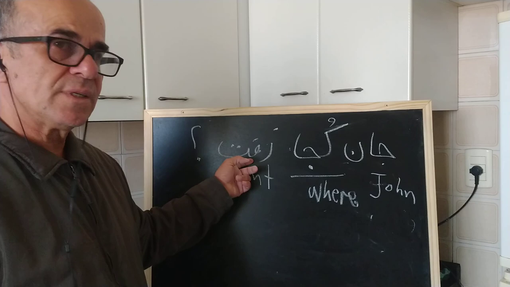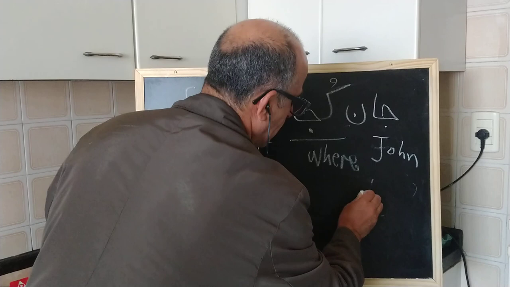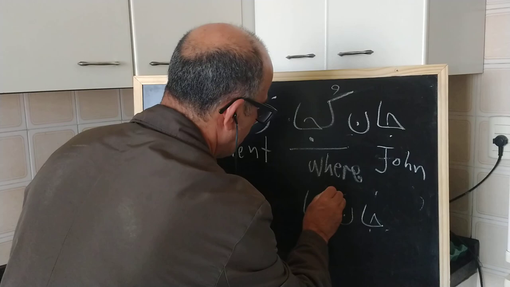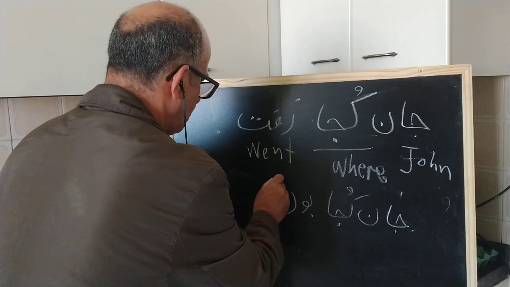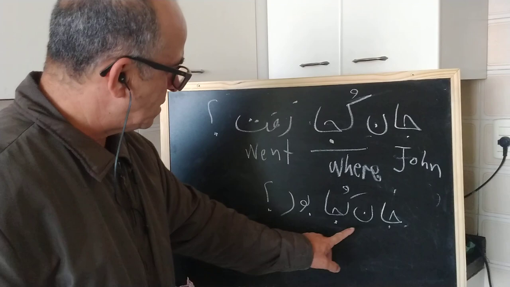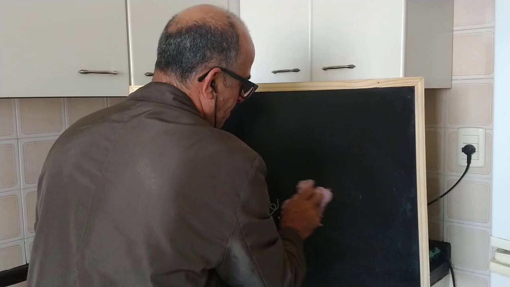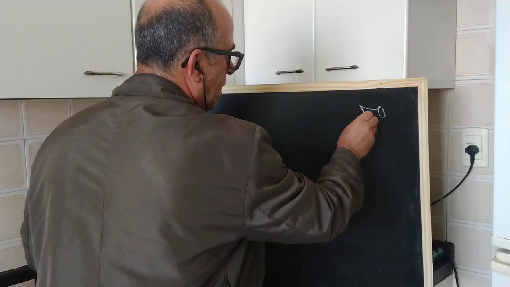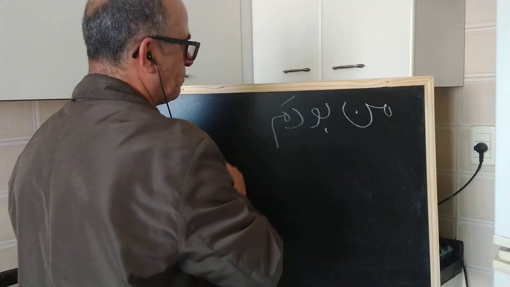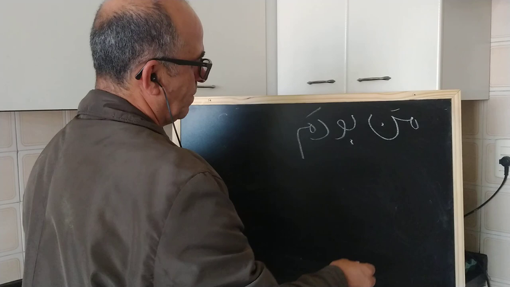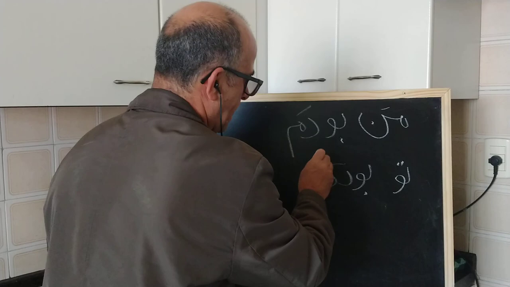Or John کجا بود? Where was John? John کجا بود? Okay. Now, for other pronouns: من بودم, I was. تو بودی. او بود.